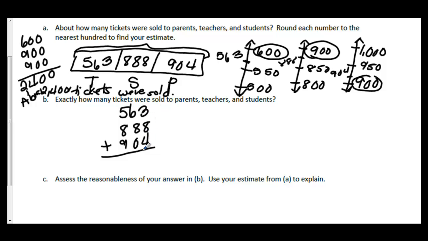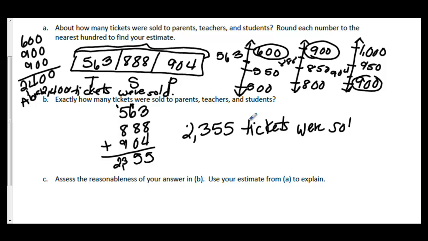So I'm going to say 3 plus 4 is 7, and 7 plus 8 is 15. 1 plus 6 is 7, 7 plus 8 is 15. 1 plus 5 is 6, 6 plus 8 is 14, and 14 plus 9 is 23. So 2,355 tickets.